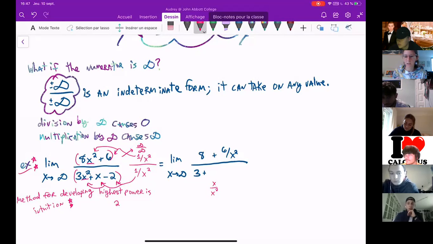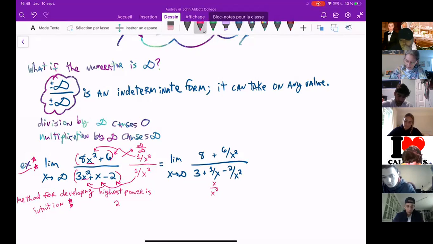What does x over x squared equal? It's 1 over x. I have 1 x in the top and 2 in the bottom. When I get rid of one of them, I have 1 left in the bottom. So x over x squared is 1 over x, and then minus 2 over x squared.